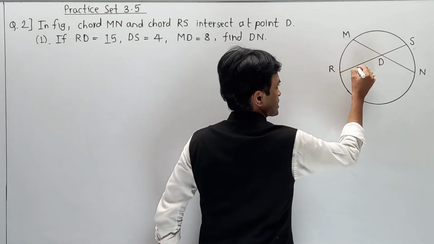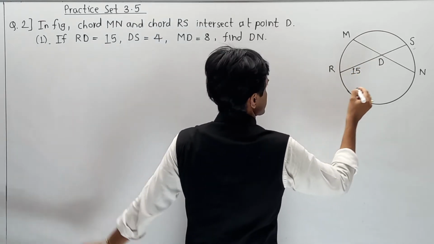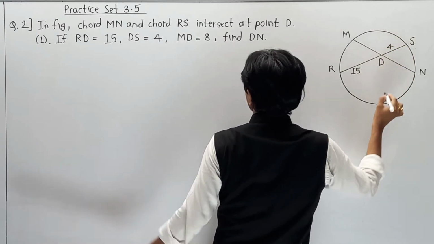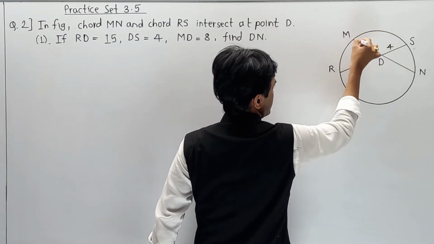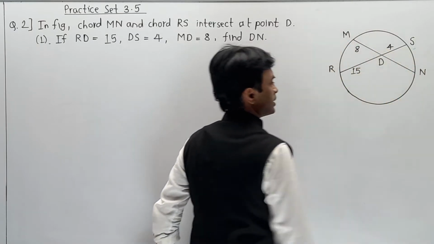Once again, from R to D, this distance is given by them as 50. D to S, this distance is given as 4. MD, this distance is given as 8. Then find DN.